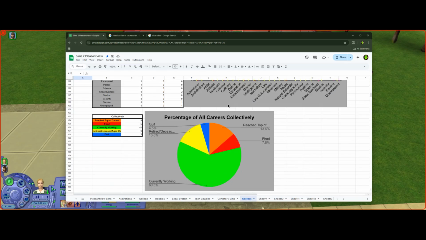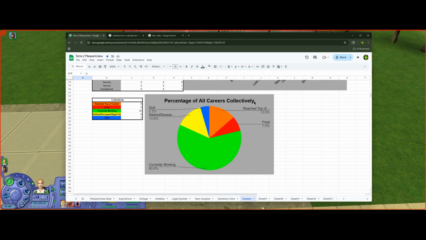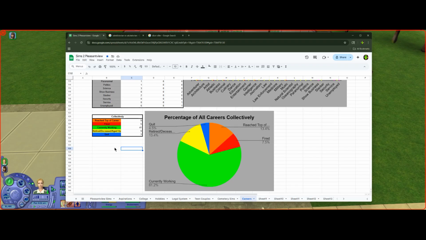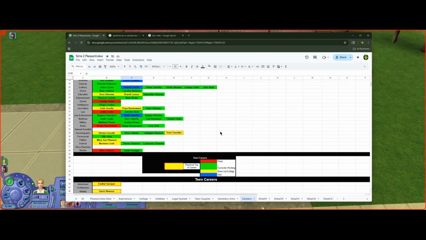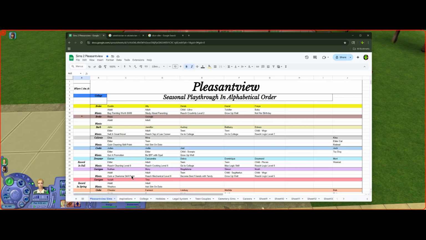So that's pretty interesting. So the percentage of all careers collectively, how many reached the top of their career? 9. How many got fired? 5. How many is currently working? 41. And how many are retired, deceased, or aged up? 9. And how many quit? 3. So I wanted to see the percentage rate of my Sims and their employment. So this is what this is about. And as time goes along, these numbers will fluctuate and everything would probably look different. But yeah, that is my updated spreadsheet.